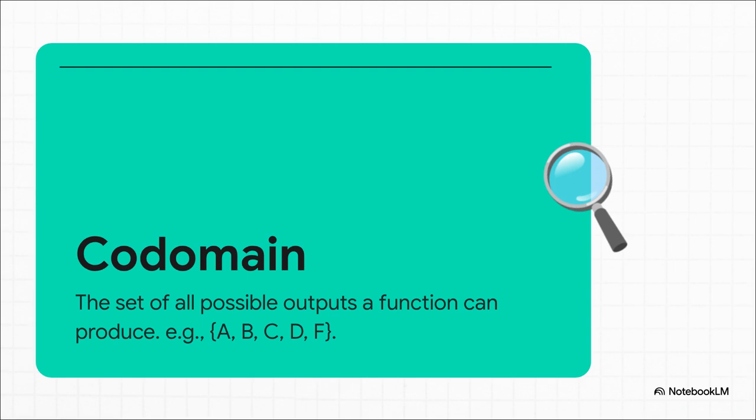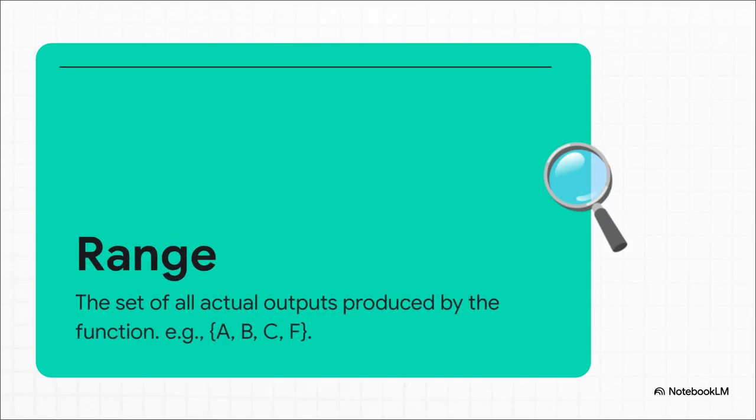Now, this is the set of all possible outputs. It's the entire universe of answers the function could give you. For our students, the codomain would be all the possible grades they could get, from A all the way down to F. And that brings us to our third piece, the range. The range is the set of outputs the function actually spits out. So take a look here. The grade D isn't in the range. Why? Because even though D was a possible grade, it was in the codomain, nobody actually got one. The range is what you really get.